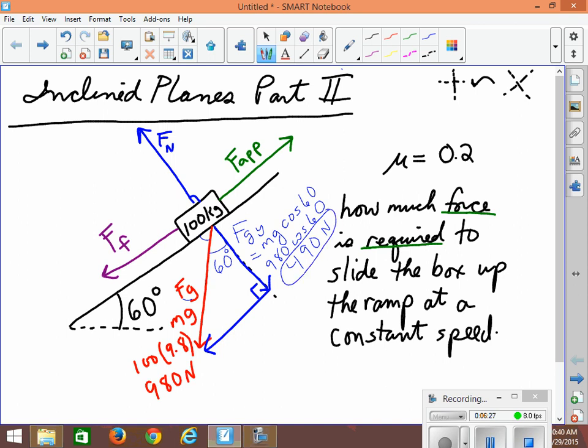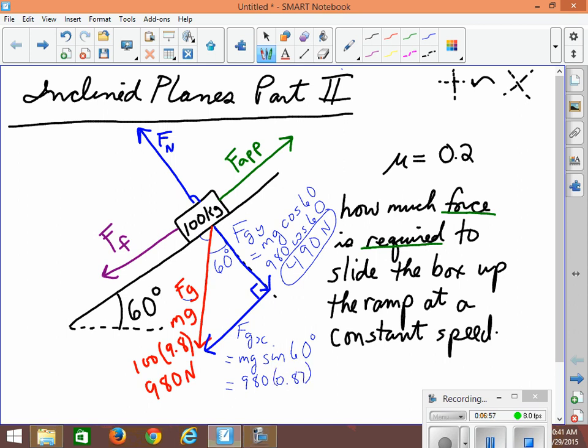That's how much of the gravity is pulling down into the slope. On the other side here, we have FGX. This is the horizontal component, the amount of gravity pulling down the ramp. And it would be equal to mg sine 60, because it's opposite to the angle that we're using. And then we would have 980 times the sine of 60, which is 0.87-ish, I think.